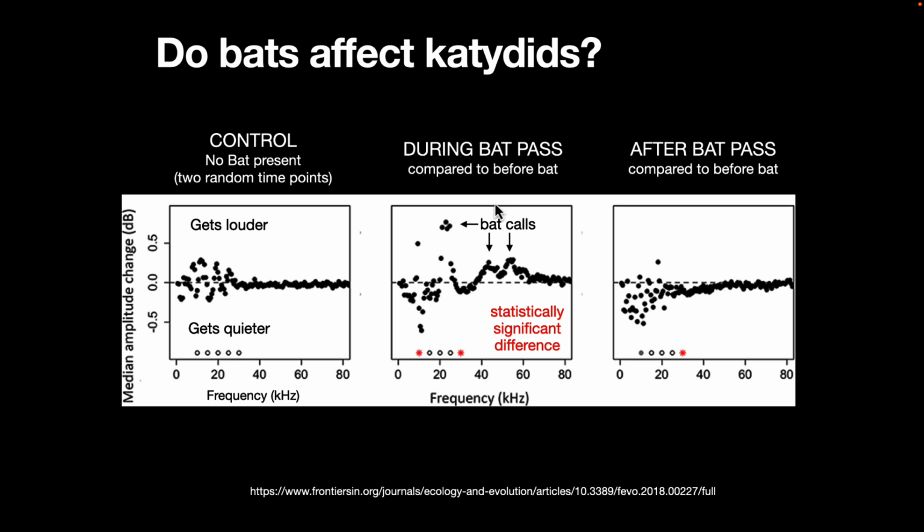So do bats affect katydids? Definitely, they do. The katydids seem to quiet down. And why might that be? Well, there are certainly some bats that might eat katydids, that might come down and glean them off of leaves, picking them up off the leaves, and so they don't want to get eaten. So when they hear a bat, they quiet down so they don't get eaten. This seems to be the best interpretation of this.